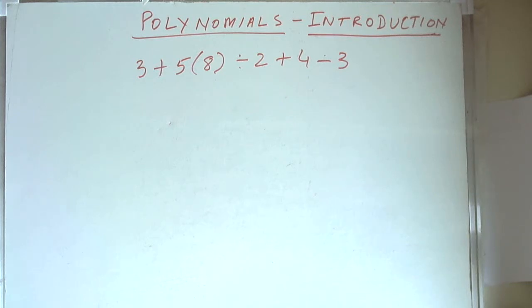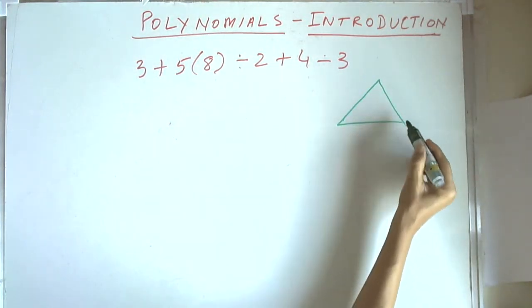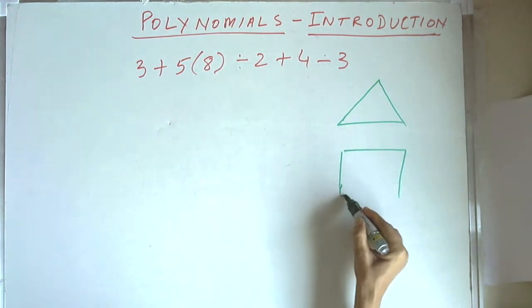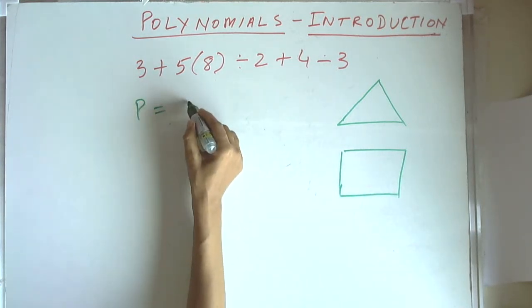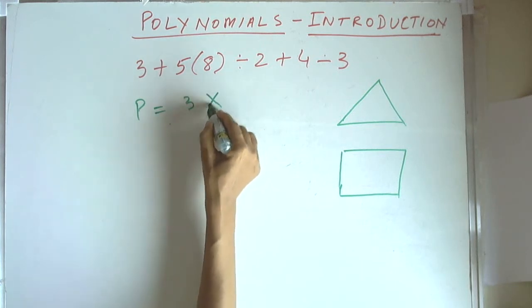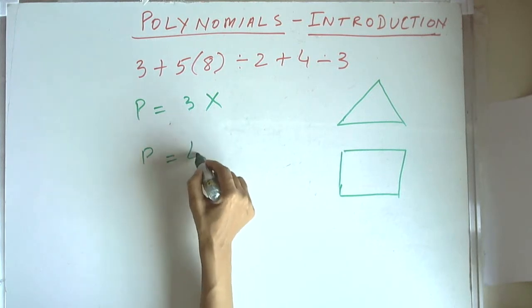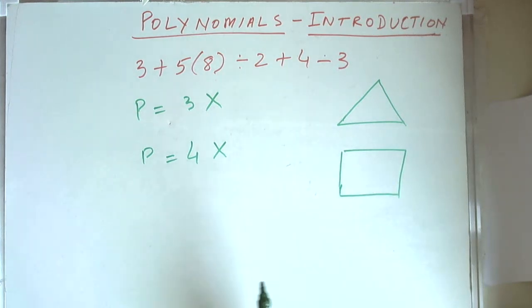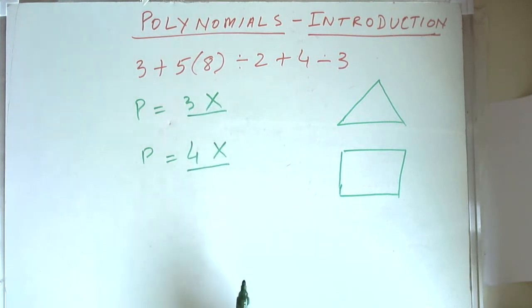So now let us take an equilateral triangle. This is an equilateral triangle, and let us take a square. We know the perimeter of an equilateral triangle is equal to 3 times the side, and for a square the perimeter is 4 times the side. So now what is this 3x and what is this 4x? These are the formulas which we know.